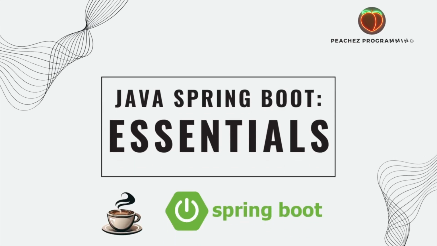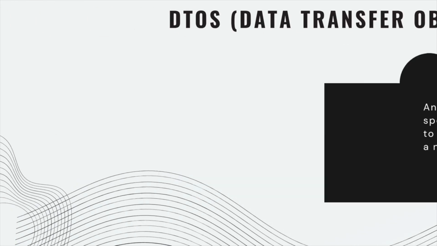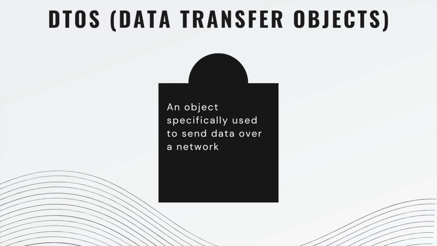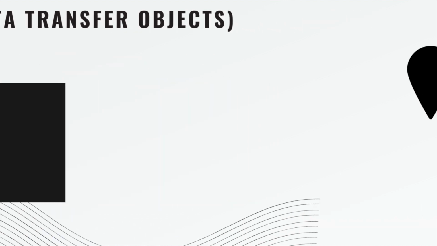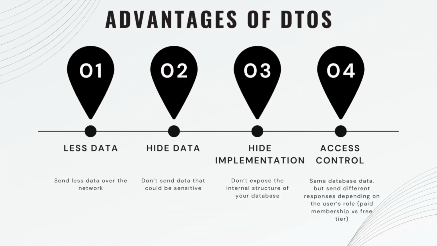Okay, welcome back. In today's episode, we are covering DTOs, or data transfer objects. Put very simply, it's an object specifically used to send data over a network. So some of the advantages of DTOs include sending less data over the network, which could increase speeds.